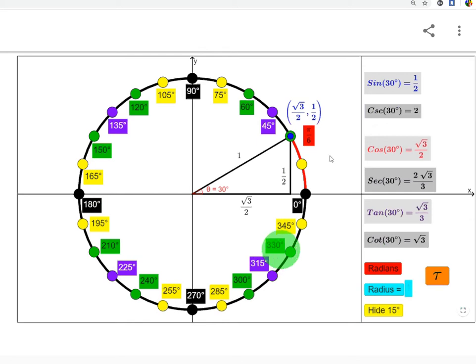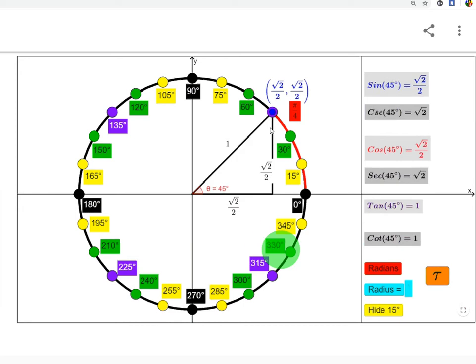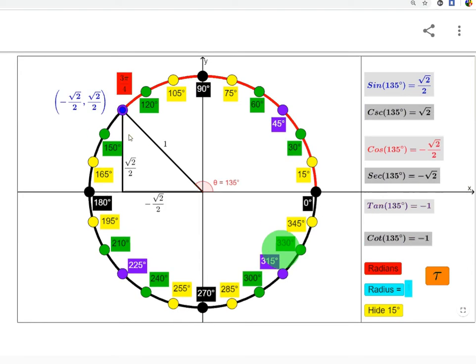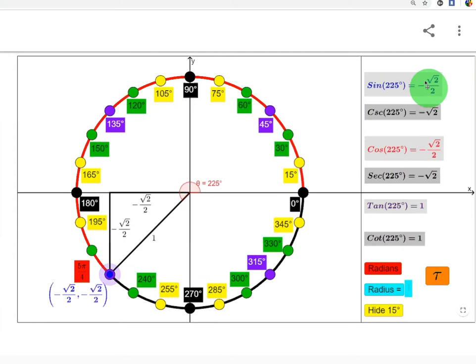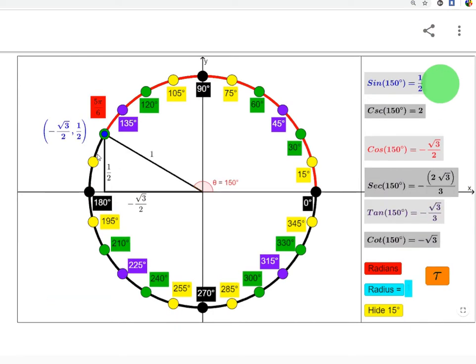We can see that this is true for any angle on the unit circle. Let's go to the second quadrant. If we take this trig value at 135, which is square root of 2 over 2, and flip it along the x-axis, the y value will become negative square root of 2 over 2. We can do the same from 150, which is at positive 1/2, to 210.